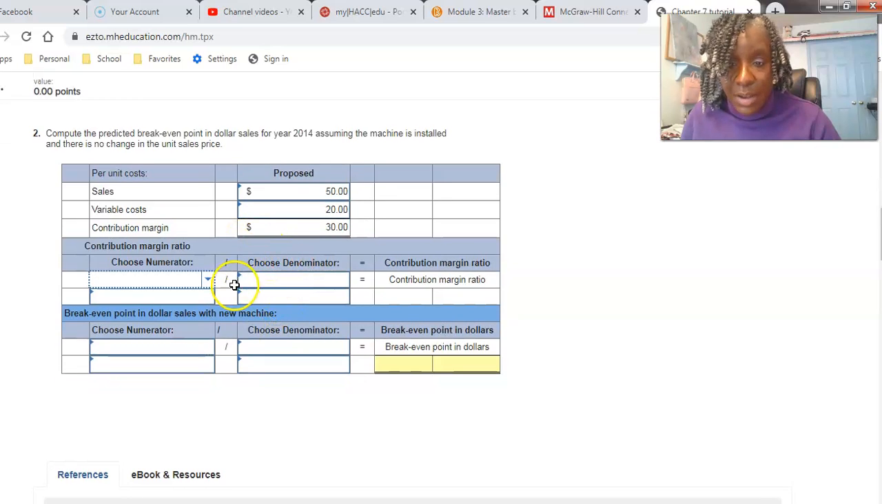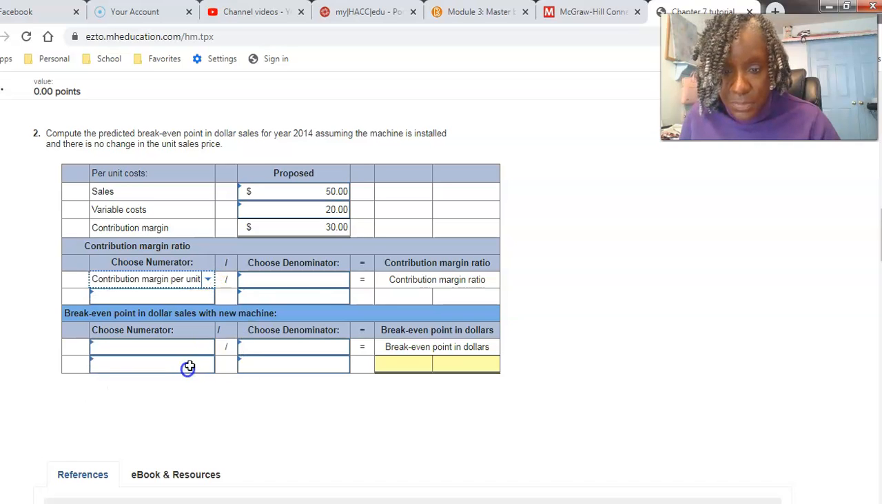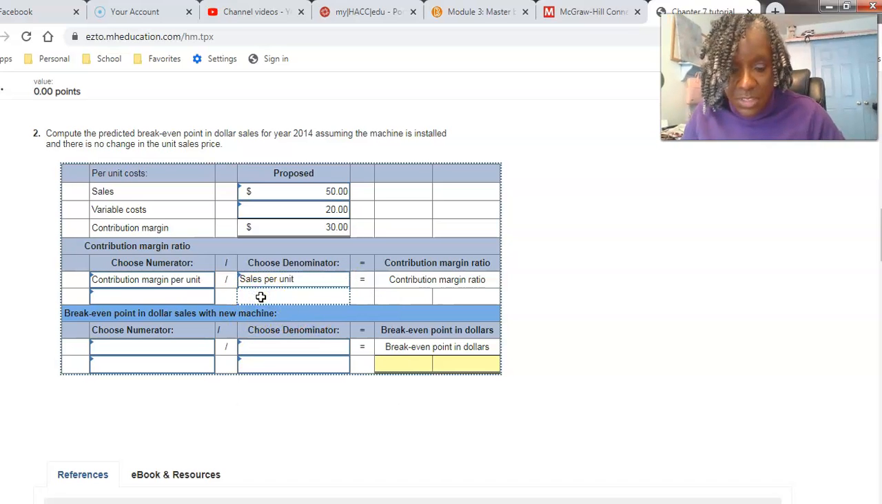So now that we have our contribution margin, we can use the same process that we used before. Now we're going to be calculating the contribution margin ratio. The first thing we want to do is take our contribution margin per unit, and divide it by our sales per unit, which we already know. So that's going to be the $50 here, and our contribution margin per unit is going to be the $30, to come up with our contribution margin ratio of 60%.